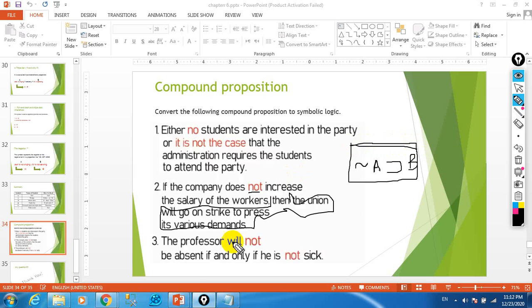The third one, the professor will not be absent if and only if he is not sick. So now you convert this. Tell me about this. The professor will not be absent if and only if he is not sick.